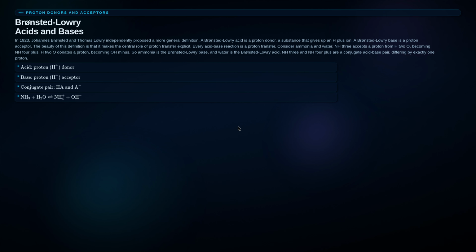Consider ammonia and water. NH3 accepts a proton from H2O, becoming NH4+. H2O donates a proton, becoming OH-. So ammonia is the Brønsted-Lowry base, and water is the Brønsted-Lowry acid. NH3 and NH4+ are a conjugate acid-base pair, differing by exactly one proton.